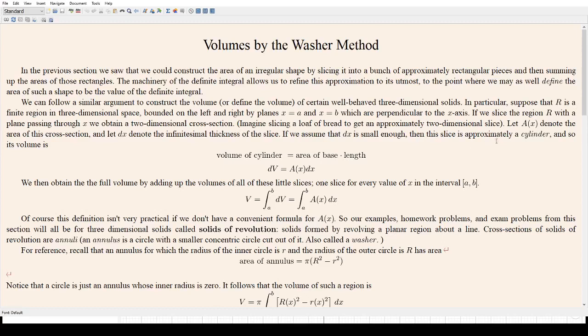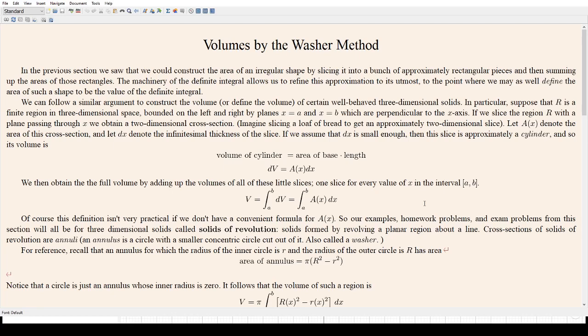Okay, so we have seen how the definite integral can be used to construct distances. We have seen how the definite integral can be used to construct areas. The next couple sections are going to be about using the definite integral to construct the volumes of certain solids. Not any solid, although the definite integral could be used to construct volumes of really any solid you can come up with, but for certain well-behaved solids that are more amenable to analysis.